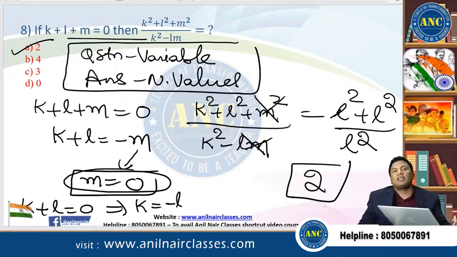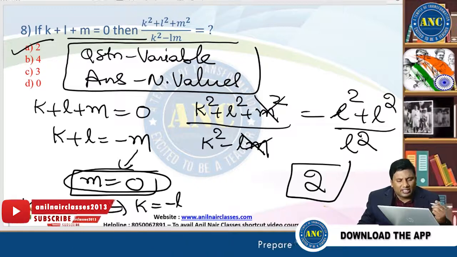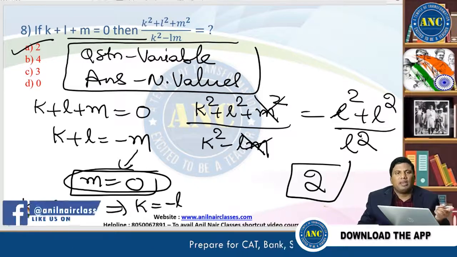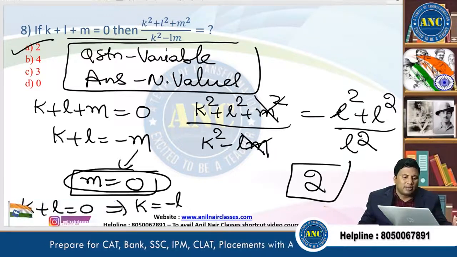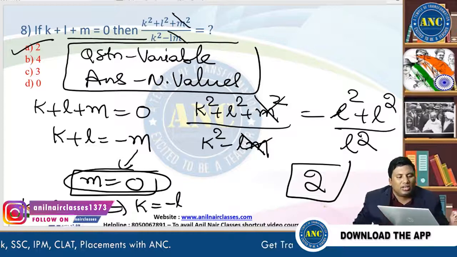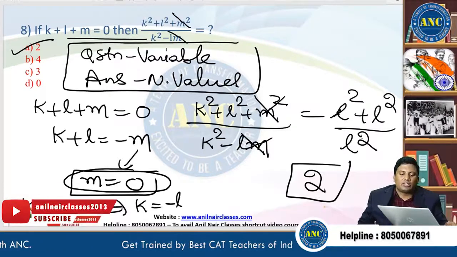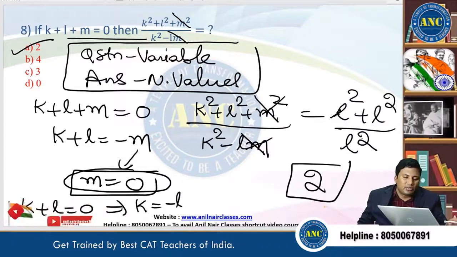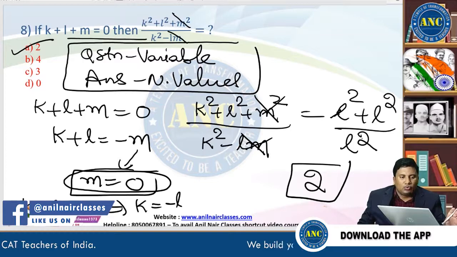K plus L plus M is 0. You can make K 0 or L 0. The answer will not change because it's a symmetric function. If K is replaced by M, M is replaced by L, still K plus L plus M is 0. If M value is 0, this is out, this is out. So wherever K is there, substitute minus L. Minus L whole square is L square. L square plus L square divided by L square. Answer is 2. Idea clear?